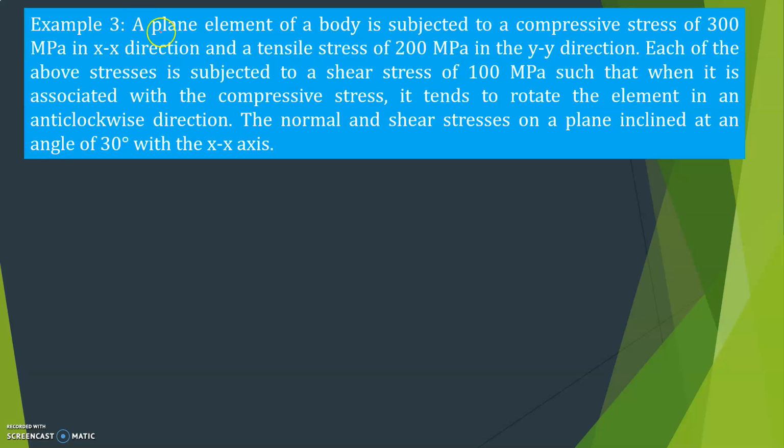Okay, a plane element of a body is subjected to a compressive stress of 300 MPa in the x direction and a tensile stress of 200 MPa in the y direction. Each of the above stresses is accompanied by a shear stress of 100 MPa such that when it is associated with the compressive stress, it tends to rotate the element in an anticlockwise direction. Find the normal and shear stresses on the plane inclined at an angle of 30 degrees with the axis.